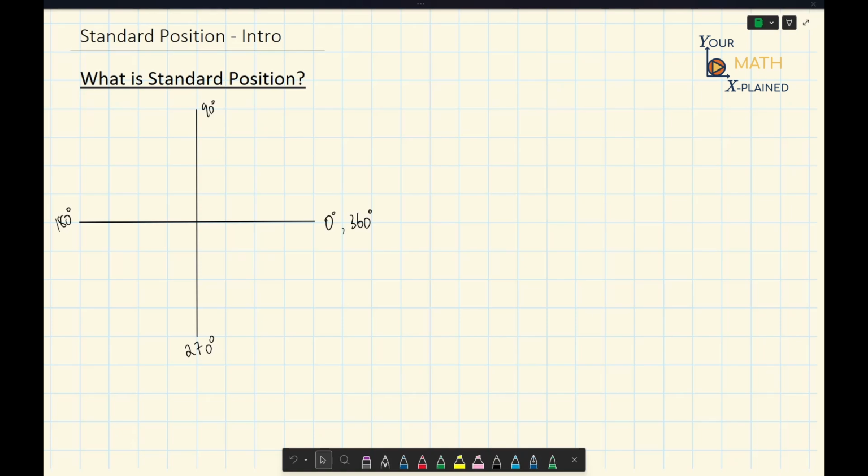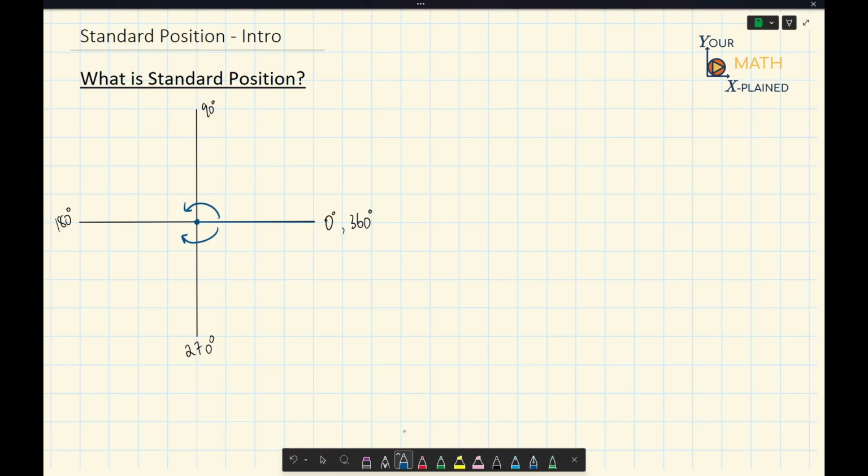So on the screen here, we have the x and y axis that you're familiar with. Now an angle is said to be in standard position if its vertex is at the origin, its initial side lies along the positive x-axis, so meaning on this side, and its terminal side is rotated from there, so meaning we can either go this way or we can go this way. But in both cases, we're rotating from the positive x-axis.